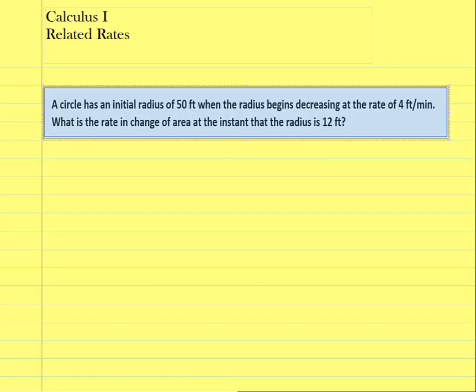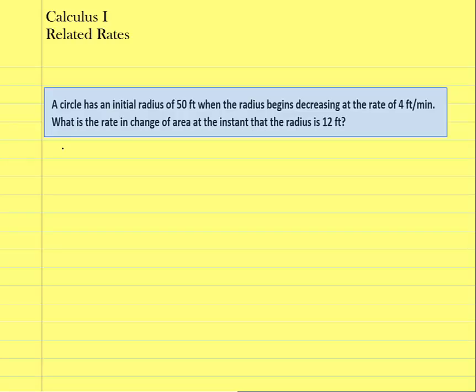Related rate problems give us the opportunity to apply the concept of implicit differentiation. The easiest way to talk about related rates problems is to actually look at a particular question and then explain how it works as we go. For this first question, a circle has an initial radius of 50 feet when the radius begins decreasing at the rate of 4 feet per minute. What is the rate of change of area at that instant when the radius is 12 feet?